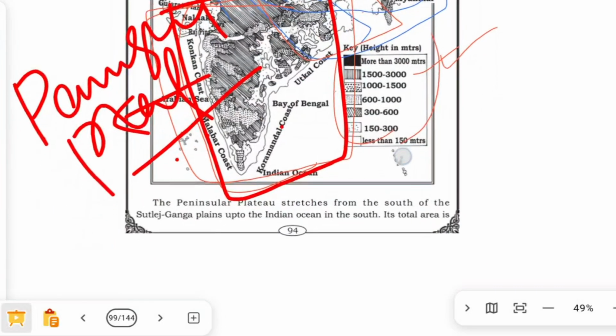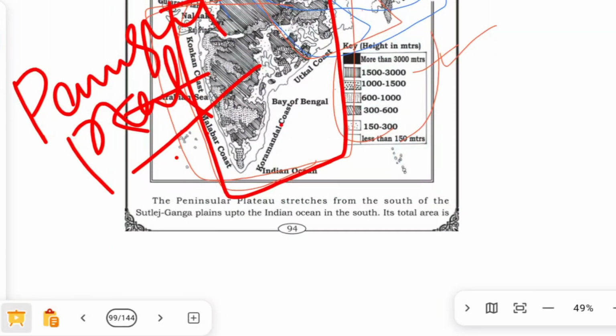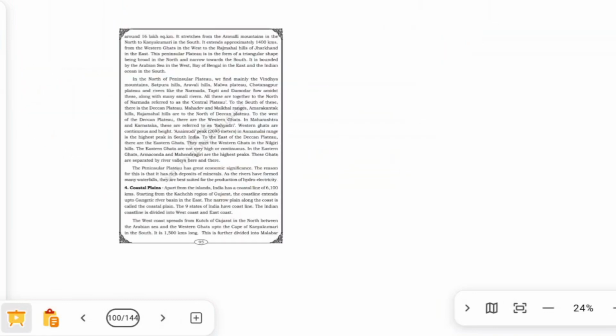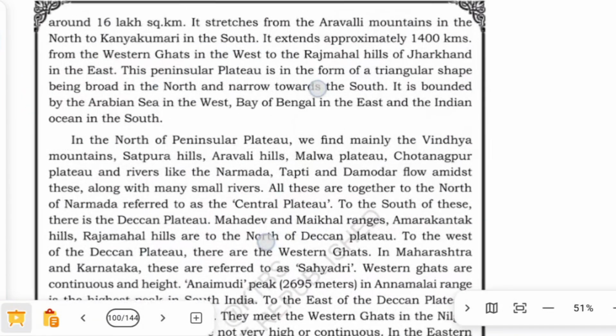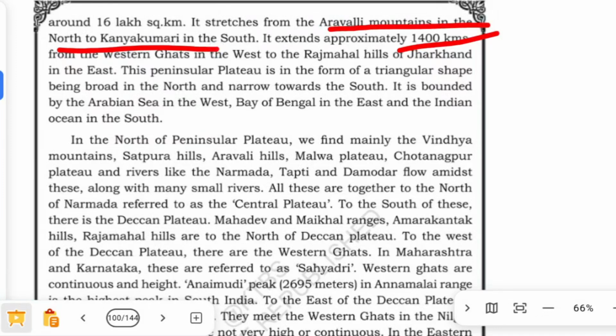Peninsular Plateau. So Peninsular Plateau is the highest among the Indian different features. Let us see, around 6 lakh square kilometers will be there. And then the Aravali Mountains, this is a very, very important thing. From Aravali in the north to Kanyakumari in the south, it extends approximately 1400 kilometers. That is Kanyakumari to Aravali. So that is the extension of this Peninsular Plateau.